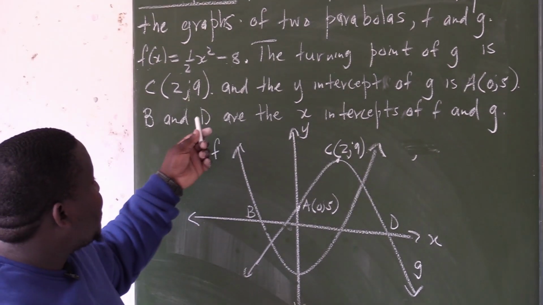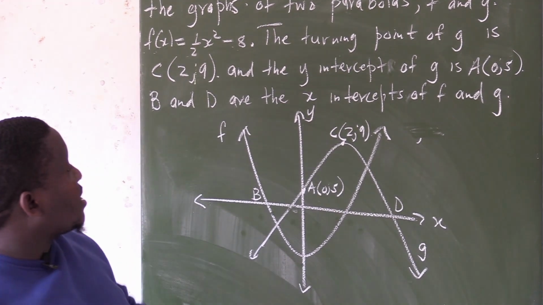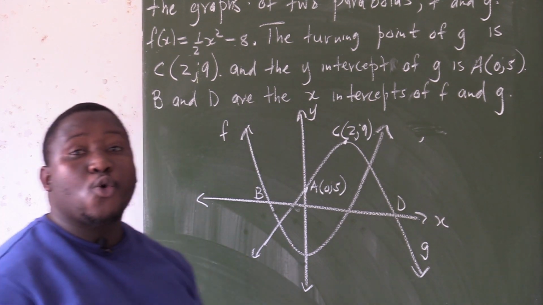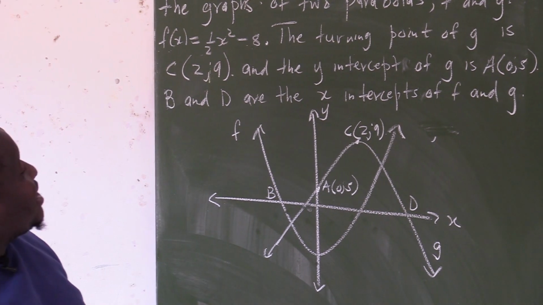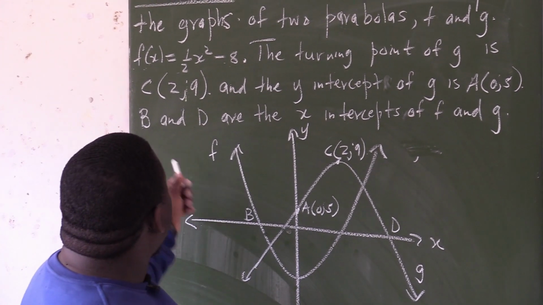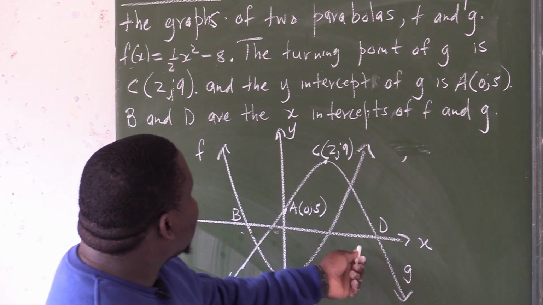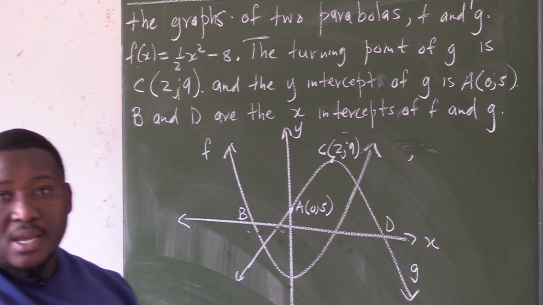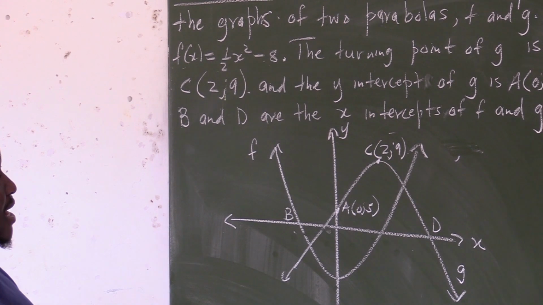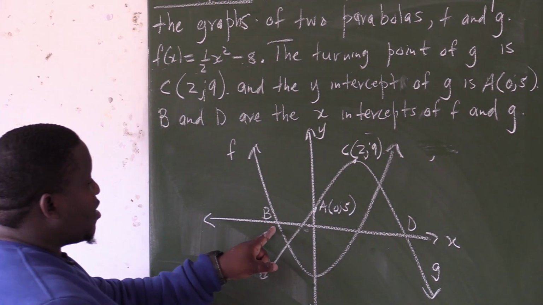The y-intercept is negative 8 and the turning point is (2, 9). So now what is happening here? We are also told that B and D are the x-intercepts. B and D are the x-intercepts. So what is so special about B?